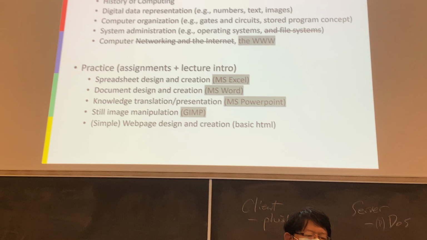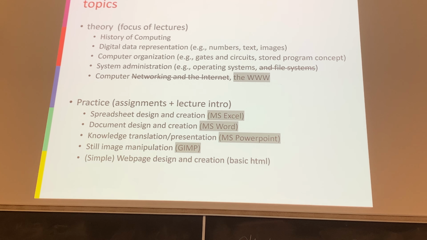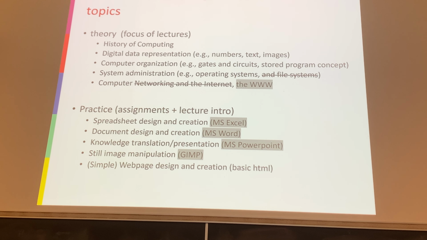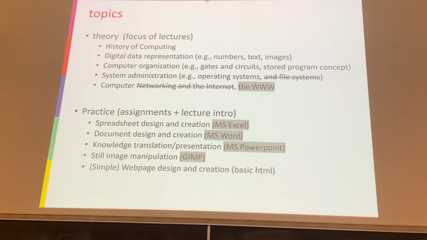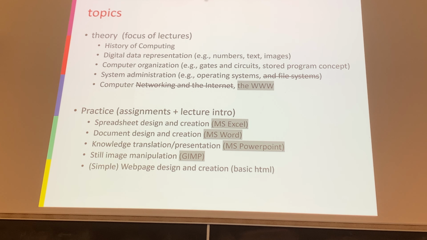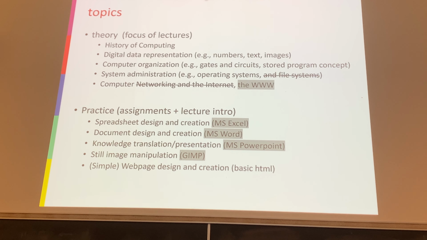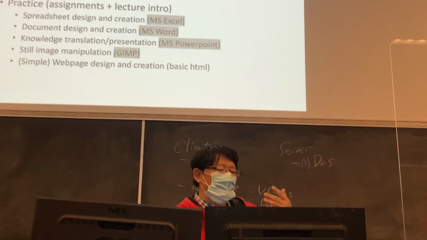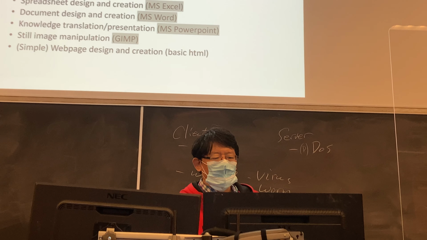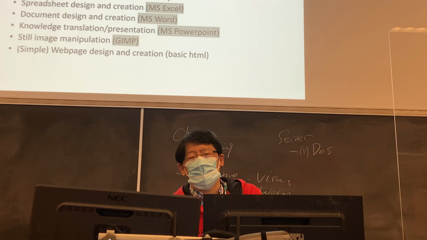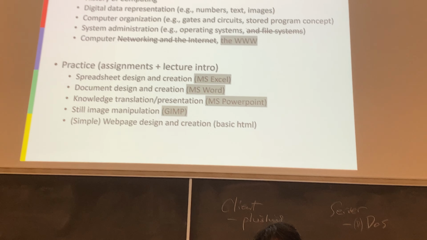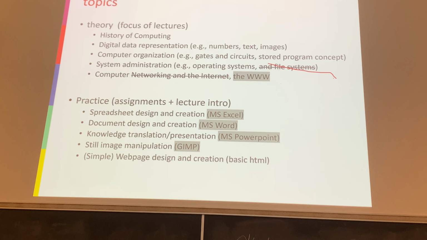So for the theory part, we talked about the history of computing, how to represent numbers, text, images, and also how the computer is organized. We have those gates, circuits. This one not too much about this. Normally we also learn the software part, the system, about the operating system and the file system, right? But this time we don't have much time, so we ignored the file system. We only talk about the operating system.